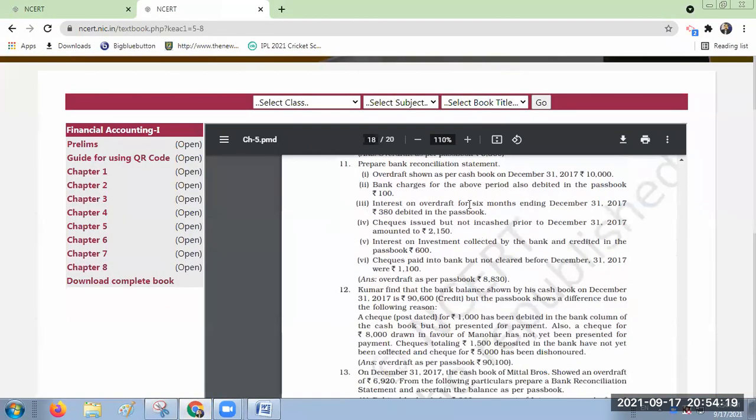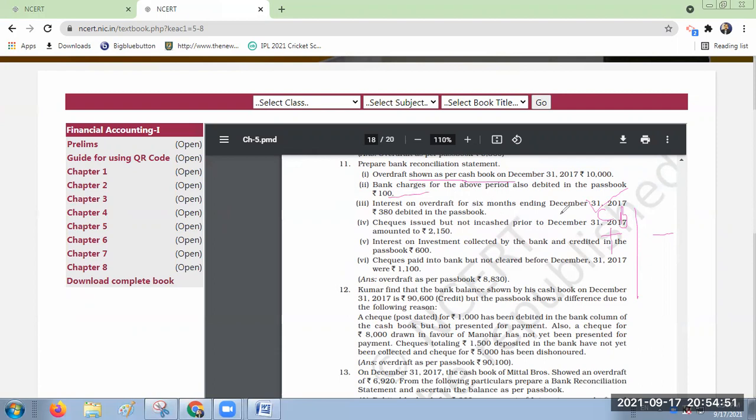11th problem, prepare a bank reconciliation statement. Overdraft shown as per cash book. Again you have to find out the balance as per passbook. Bank charges for the above period also debited in the passbook. Means passbook side it will be minus, cash book side it will be plus. So we have to find out the CB side, no? It is overdraft balance, so it is this side only you are going to take. Plus means you have to add this 100 rupees.